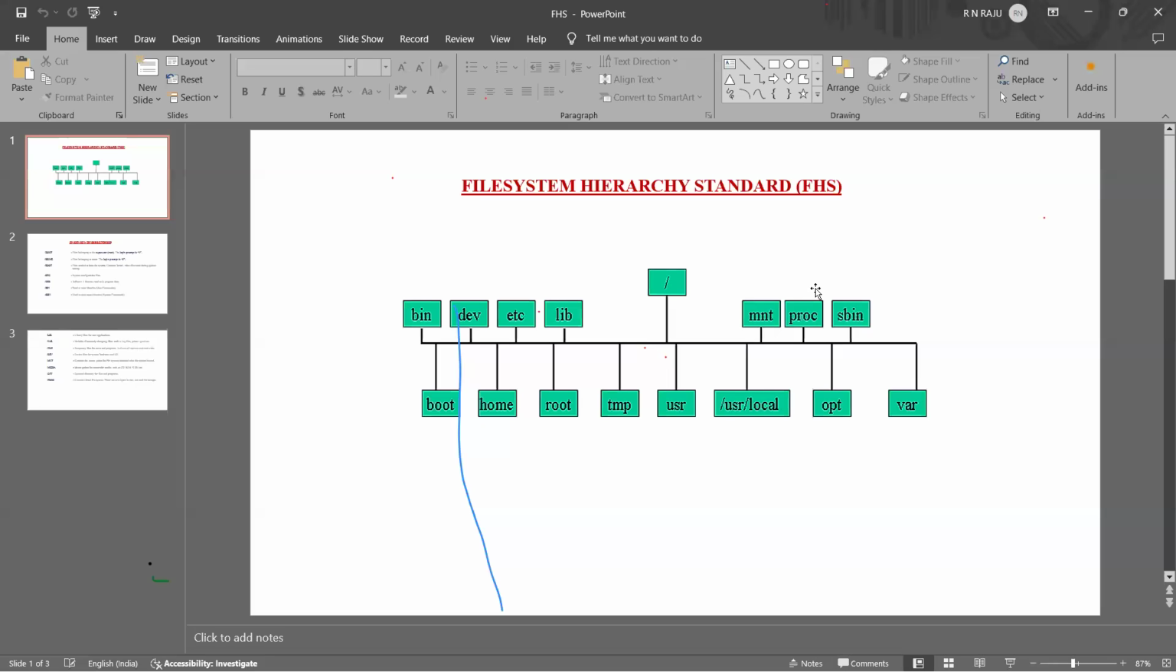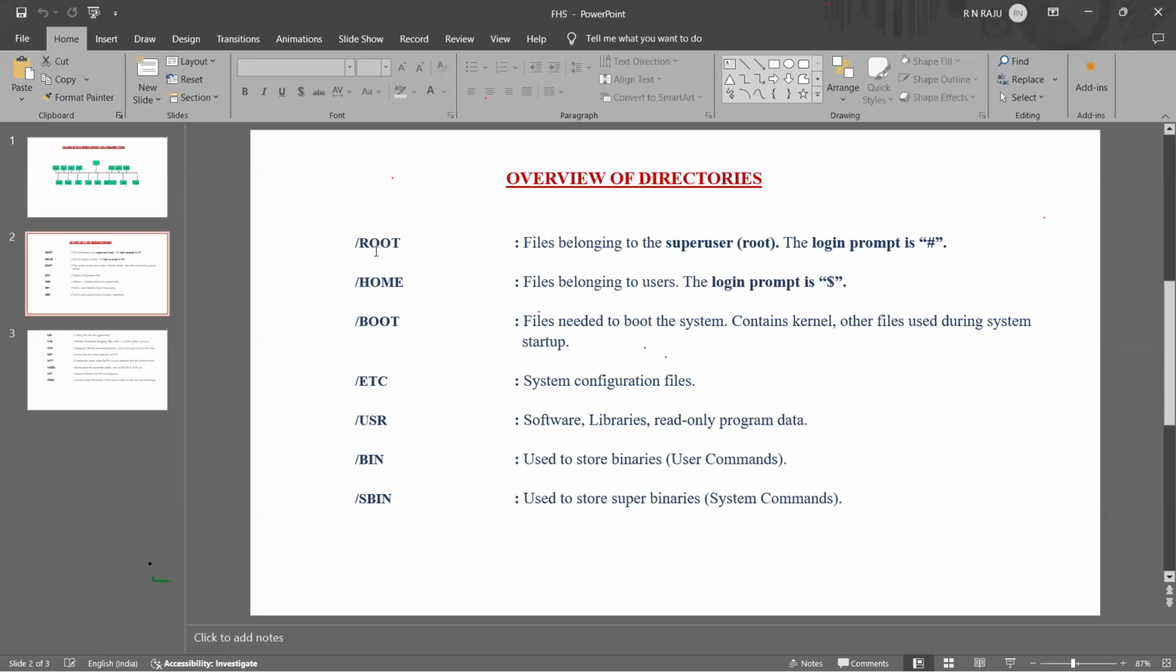Okay. So now slash is a parent level directory. So now I will explain each directory one by one. Observe here. The first one is the root directory. The root directory contains super user files. Super user files means admin level files.